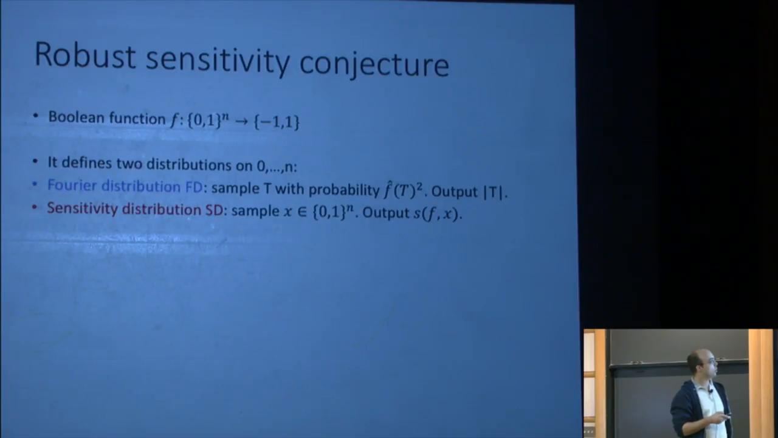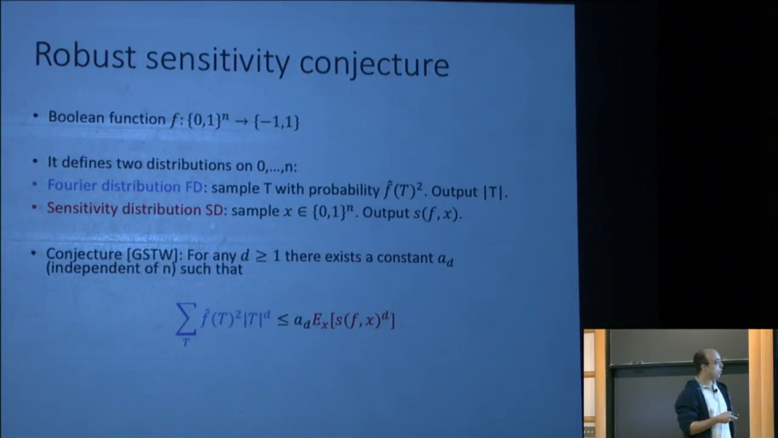So what do we want to show? We have a Boolean function, and we define two distributions on integers 0 through n. The first one is the Fourier distribution, where we sample a set T with probability its Fourier coefficient squared, and we output the size of the set. It somehow controls the Fourier decay. The other one is about the typical sensitivity of a node. One formal way of saying that this distribution controls that one is to say that for any constant d, the d moments of the first distribution are controlled by the d moments of the second distribution.